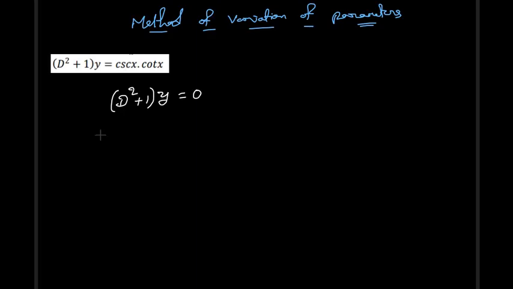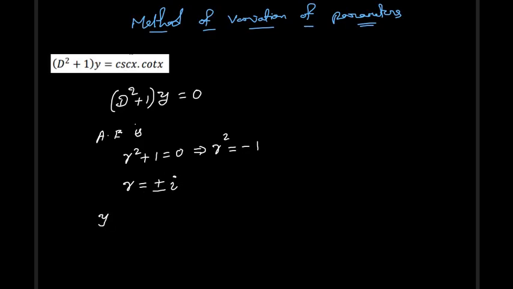So we will write the auxiliary equation. The auxiliary equation is r square plus 1 equals 0. Therefore r equals plus or minus i. These are the roots. Or in other words, you can write r square equals -1, and from that you can get r equal to plus or minus i. So you got complex roots.